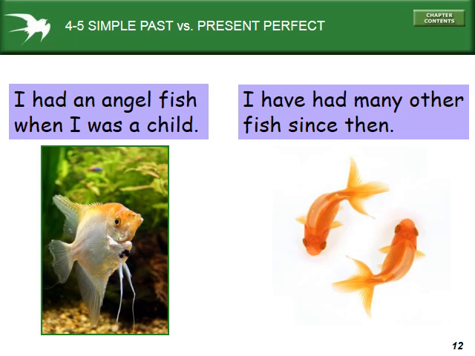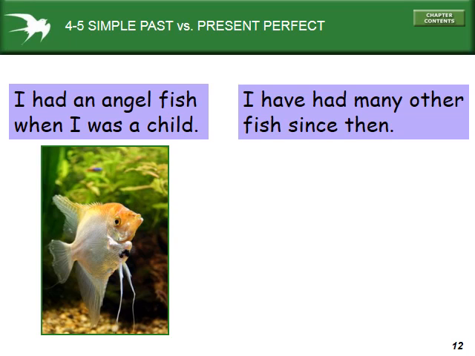Now, one of the things that we said about all of the simple tenses, so the simple present and the simple past, was that we're talking about the whole of it, meaning both the beginning and the end. So when I say I had an angelfish, I'm talking about when I got it and also when it died. So it's already completed. If I say I had an angelfish, it means I don't have it anymore. When I was a child, again, we're talking about the beginning and the end. So if I say when I was a child, I'm no longer a child. But here we see I have had many other fish since then, and we're talking about the present perfect.